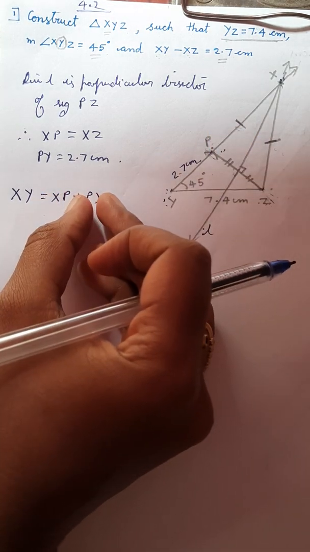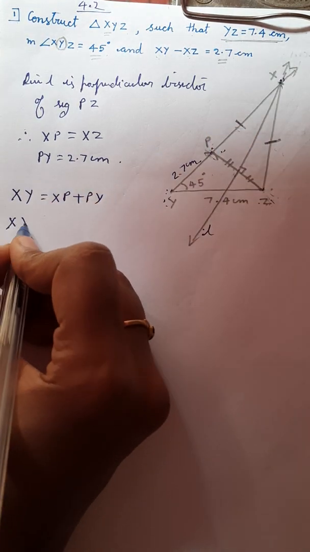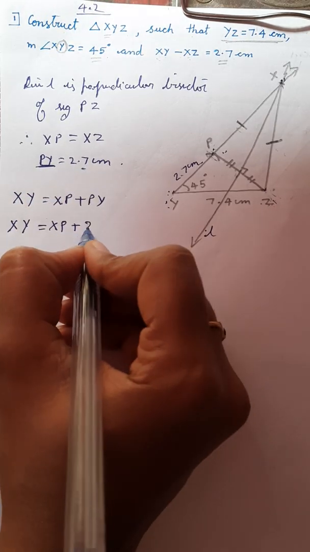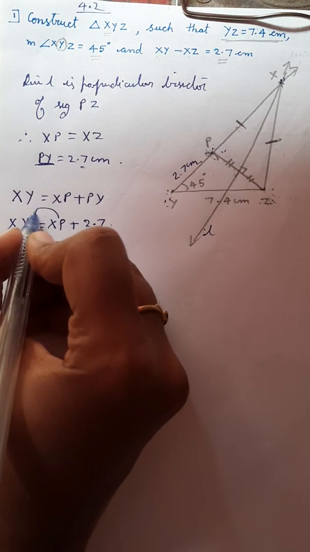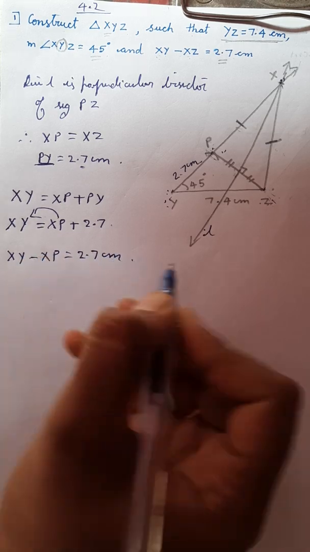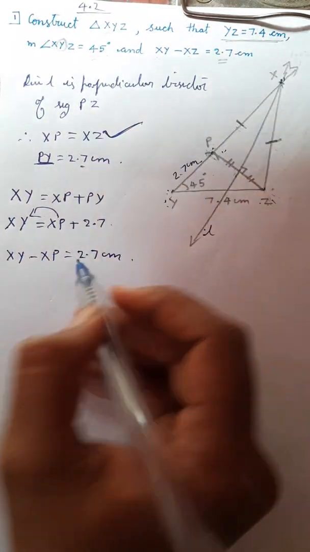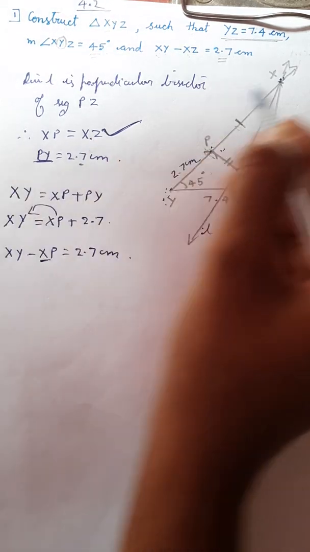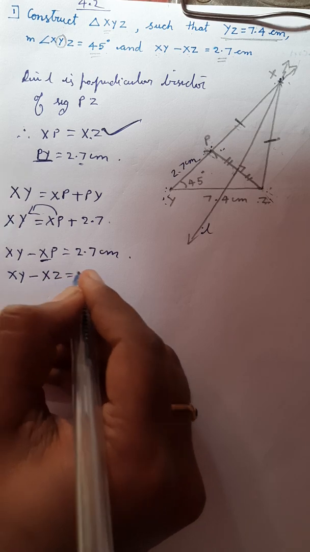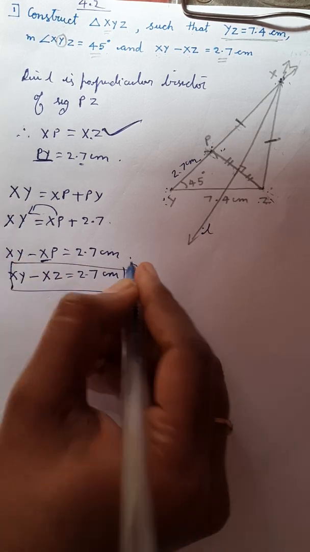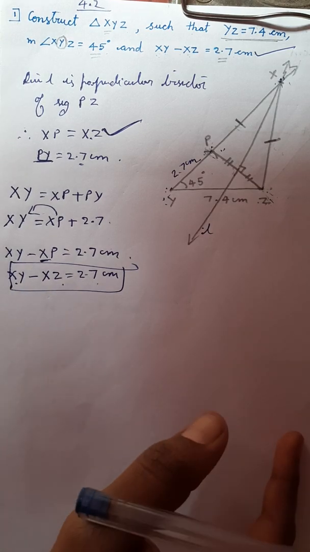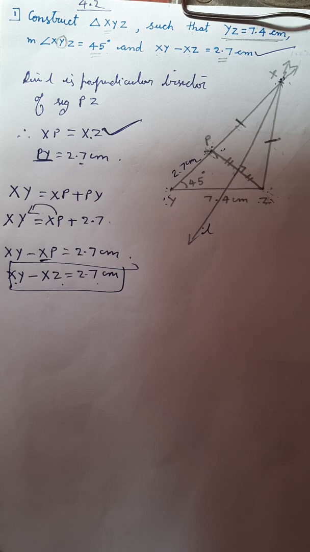XP plus YP. And here XY as it is, XP as it is, instead of PY I will take 2.7 centimeters. So now taking this to the other side, XY minus XP is equal to 2.7 centimeters, and we know from equation 1, instead of XP we can take XZ, as XP and XZ are equal. So XY minus XZ is equal to 2.7 centimeters. This is what is asked in the question: XY minus XZ is equal to 2.7 centimeters. So theoretically also it is proved.